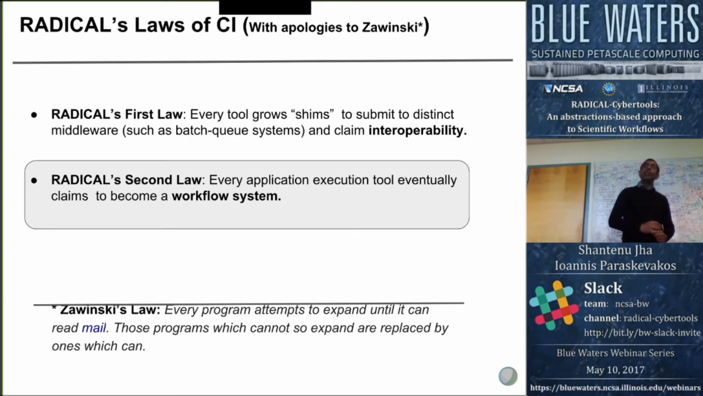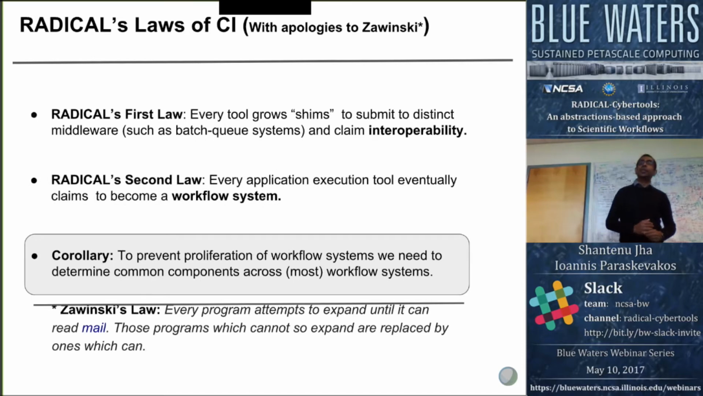A second observation is that many application tools eventually grow to become workflow systems. And this, in turn, leads to an interesting corollary: in order to prevent every application from becoming a workflow system, we need to determine what are the common components across workflow systems. If these components existed and were reliable and robust, then many different workflow applications would be able to resist the temptation and the technical need to grow into workflow systems. They could do what they know how to do best.